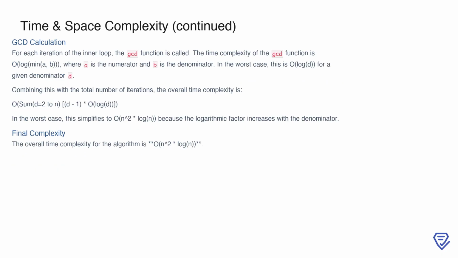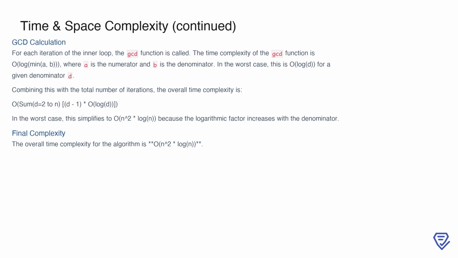Now, let's consider the time complexity of the GCD calculation, which is performed during each iteration of the inner loop. The GCD function has a complexity of O(log min(a, b)), where a is the numerator and b is the denominator. In the worst-case scenario, this becomes O(log d) for a given denominator d. Combining this with the total number of iterations derived earlier, the overall time complexity becomes a summation of terms involving the inner loop iterations multiplied by the logarithmic factor.